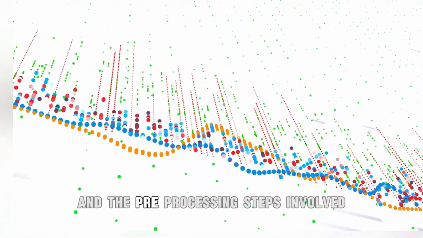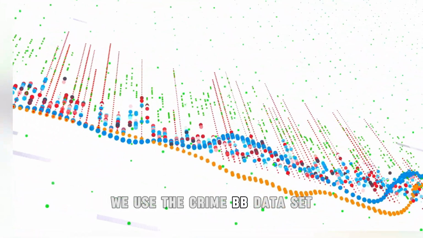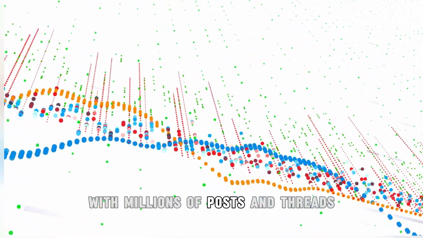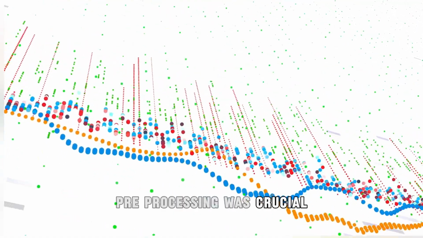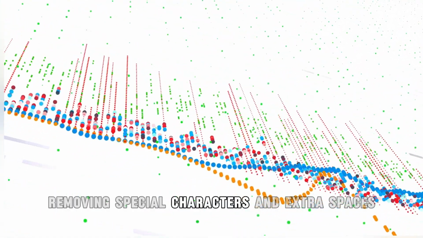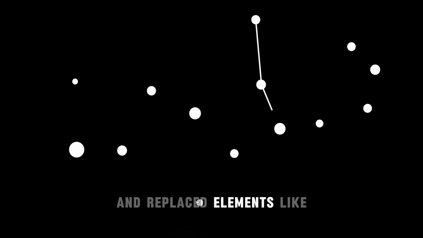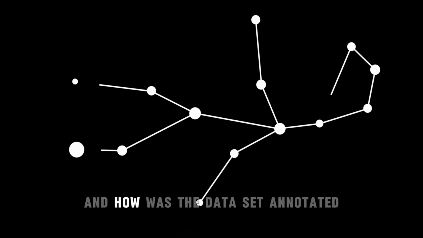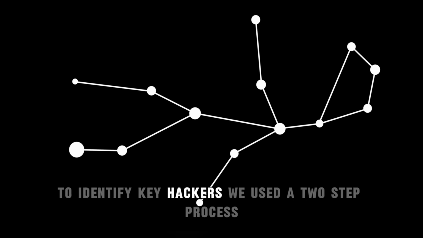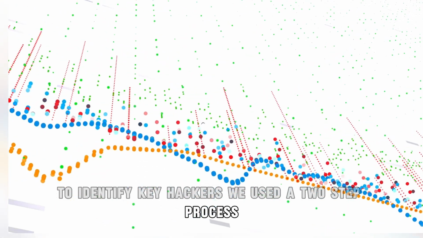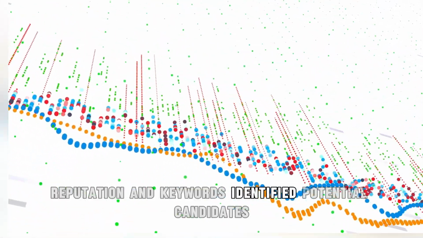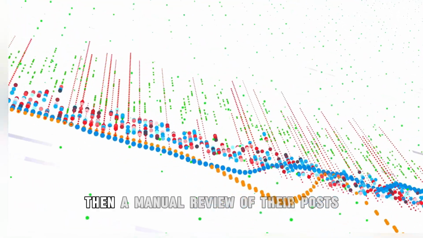You mentioned the hack forums dataset. Tell us more about it and the pre-processing steps involved. We use the CrimeBB dataset, focusing on the hack forum section. It's a massive dataset with millions of posts and threads. Pre-processing was crucial. We cleaned the data, removing special characters and extra spaces, and replaced elements like URLs and code snippets with labels to improve the LLM's processing. And how was the dataset annotated to identify key hackers? We used a two-step process. First, an automated approach based on activity levels, reputation, and keywords identified potential candidates. Then, a manual review of their posts confirmed the classification.